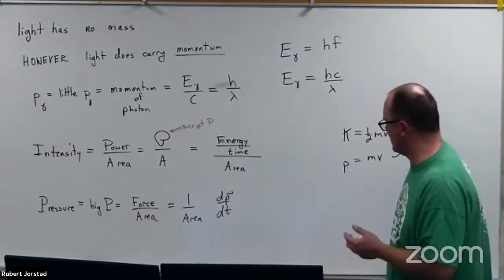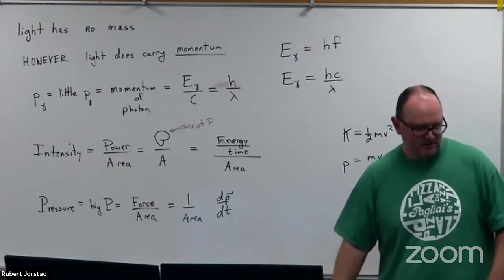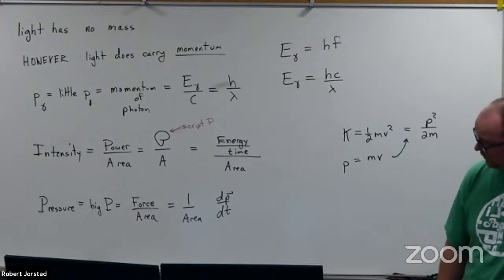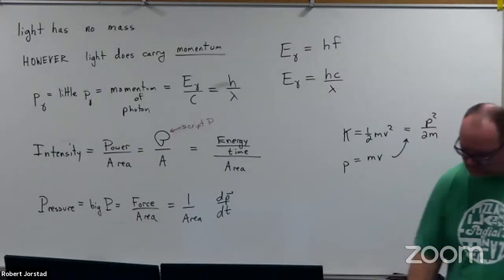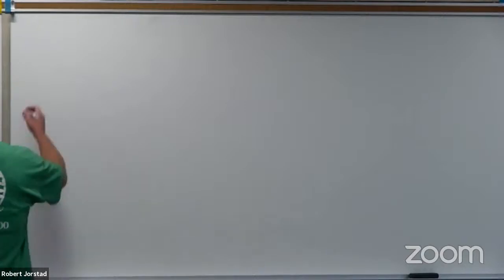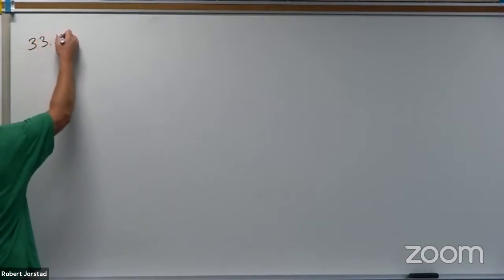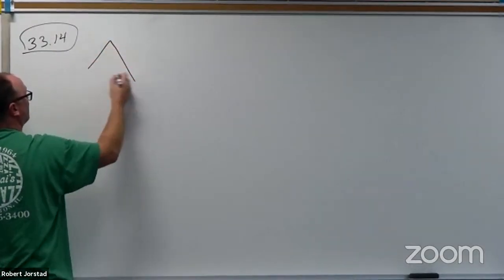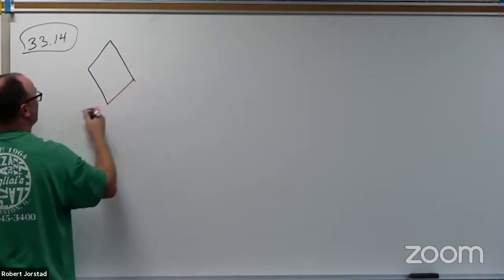The practical application is the solar sail. So maybe what we could do is work through a problem and look at this one. I'm looking at 33.14 on page 228. The idea here is we've got a solar sail. So imagine we just have a big piece of aluminum foil floating in space. Let's just keep it easy.